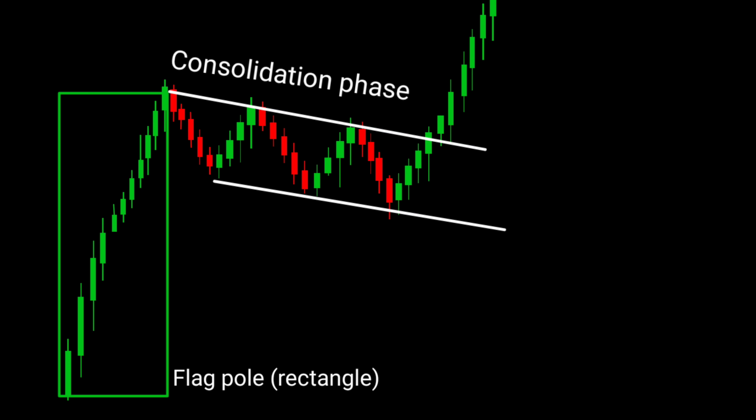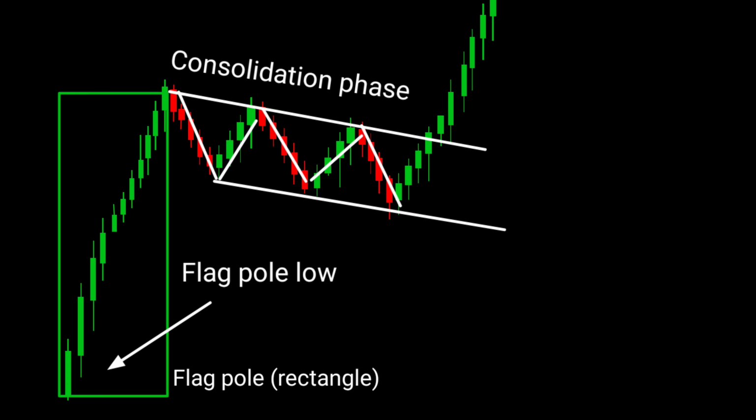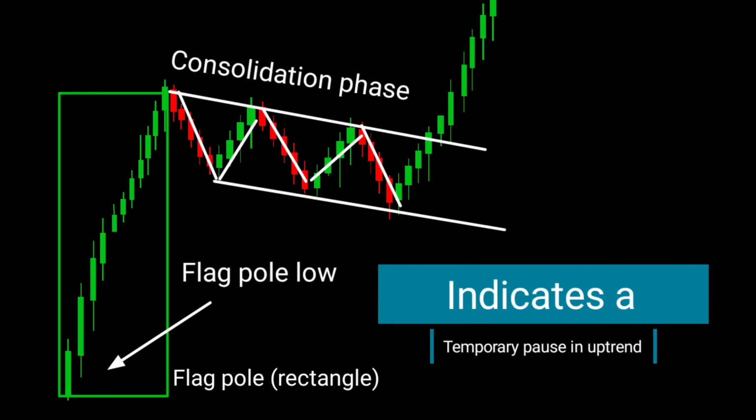Now, let's dive into the secrets of this pattern. Pay attention to the flagpole slope, which should be a strong, sharp upward move. A steep and decisive rise indicates the potential for a powerful continuation. Additionally, observe the flag pattern's consolidation, which typically forms parallel trend lines, indicating a temporary pause in the uptrend.